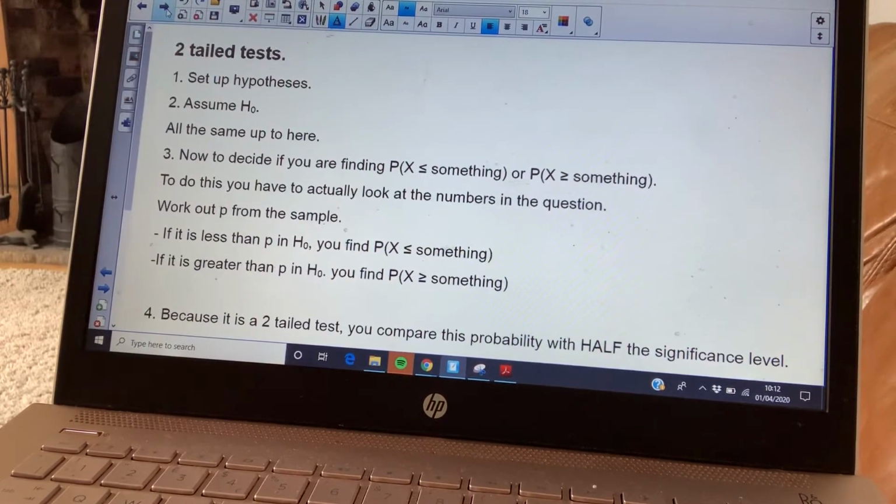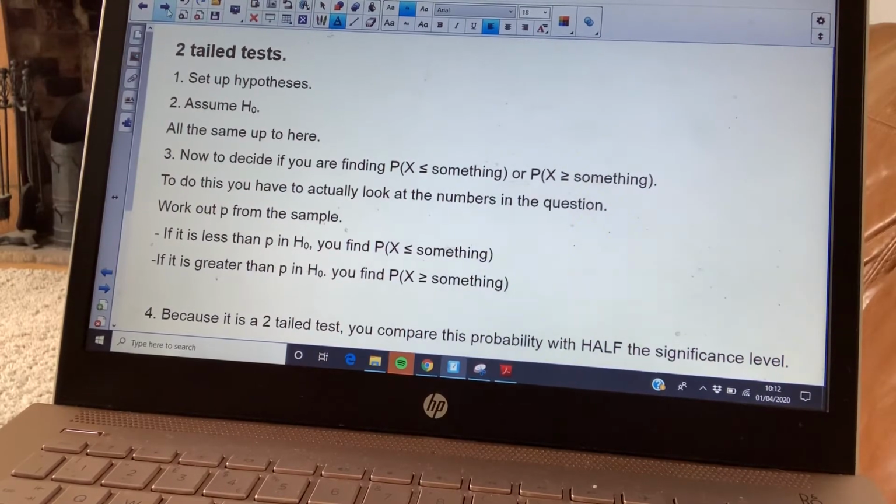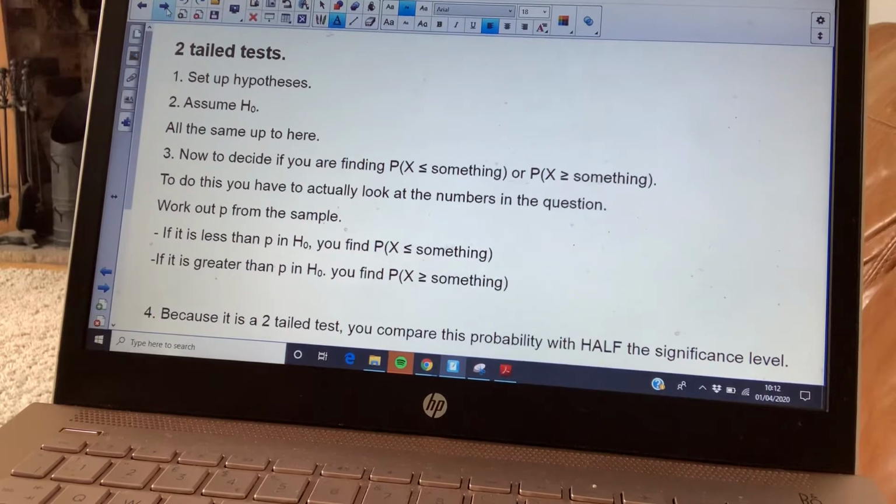So here's your process, and it starts off exactly the same as your one-tailed test. The first thing you'll do is set up your two hypotheses. Number two, as always, you assume the value of P from your null, and you get your value of N from your sample and your binomial. That's all the same, absolutely all the same up till then.